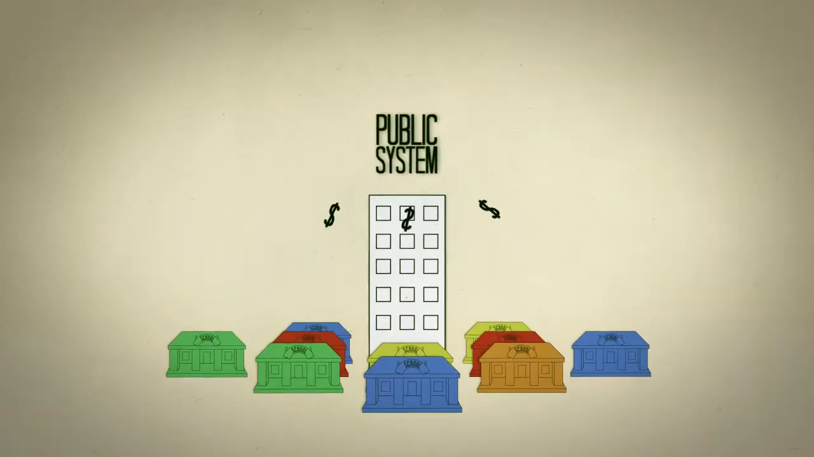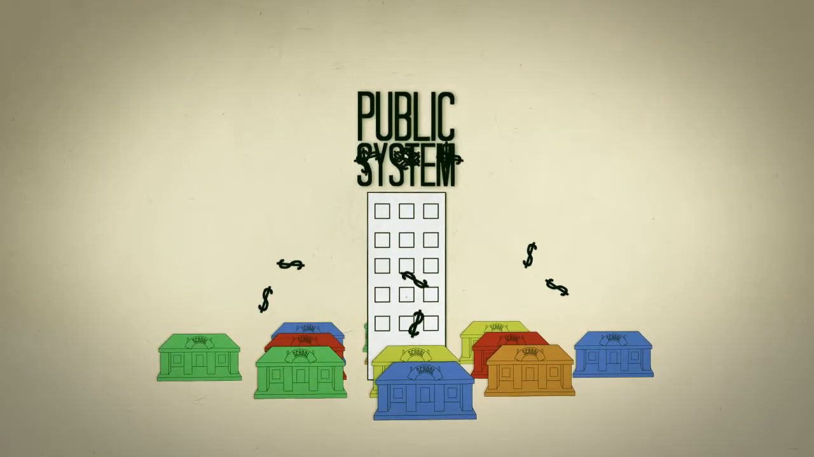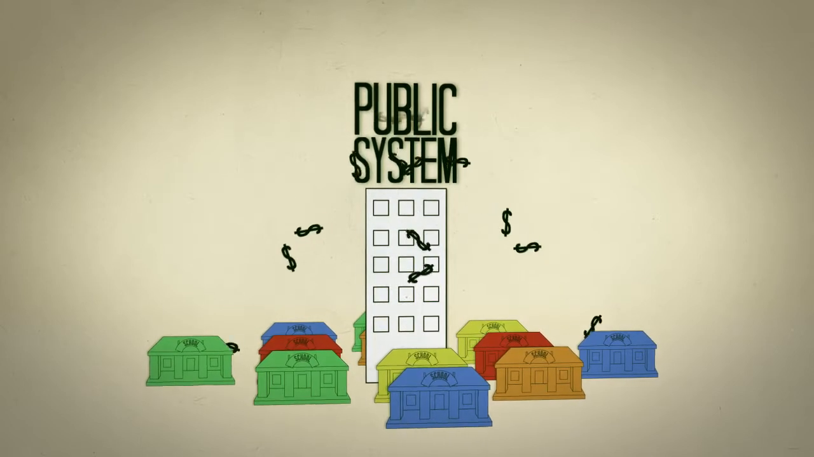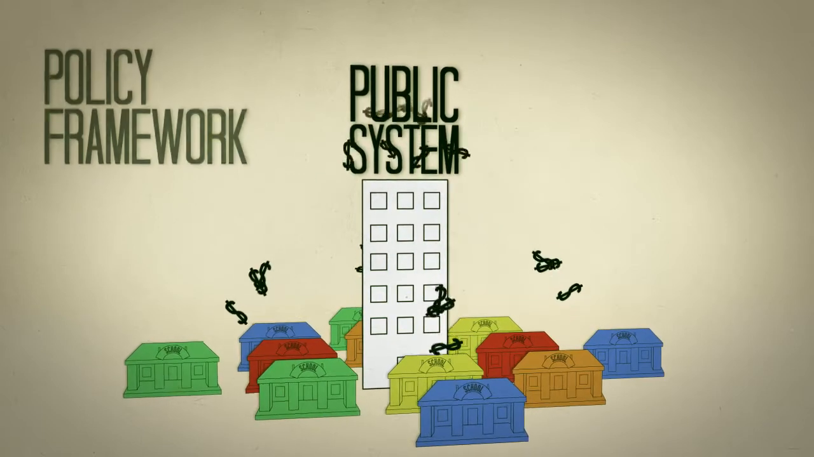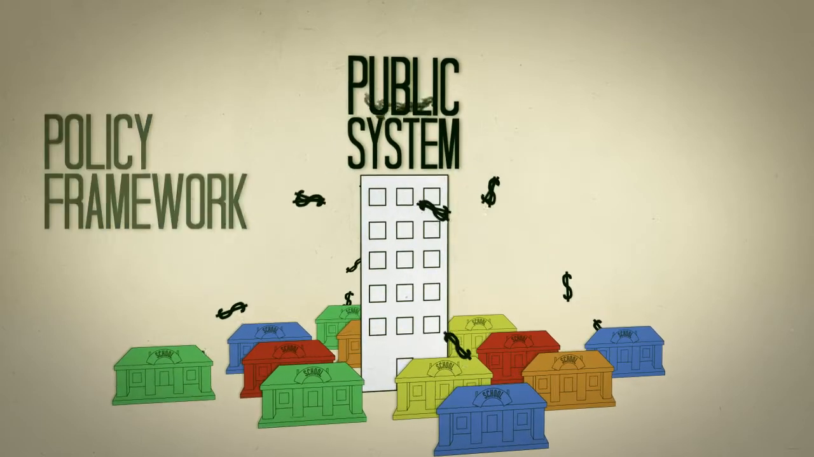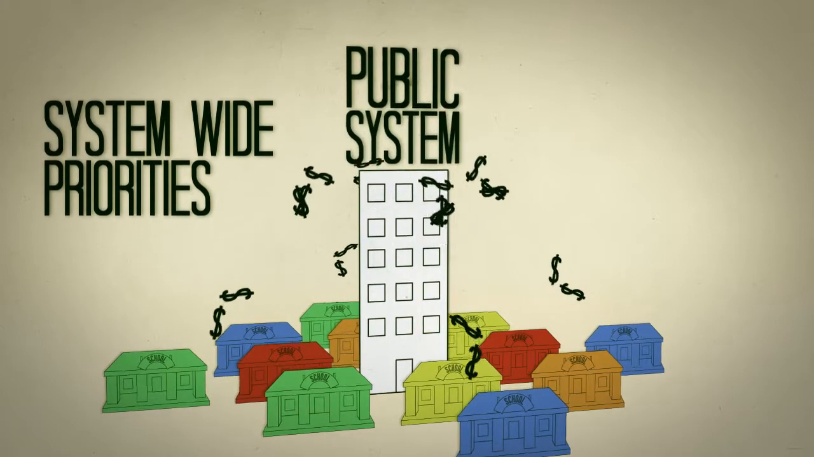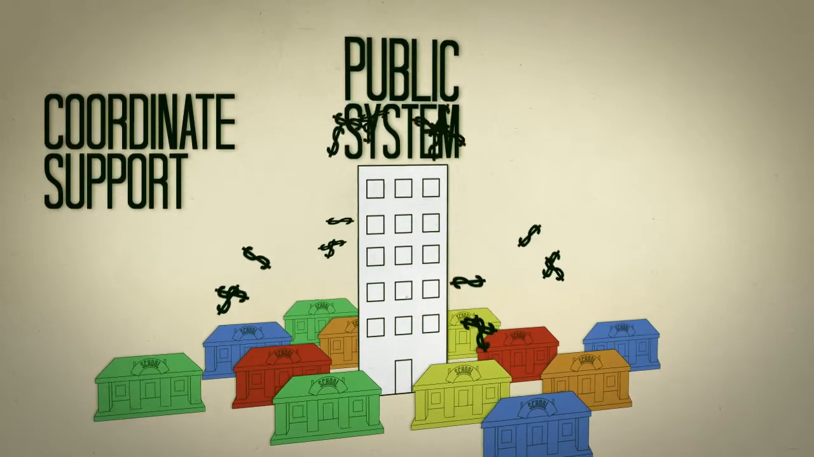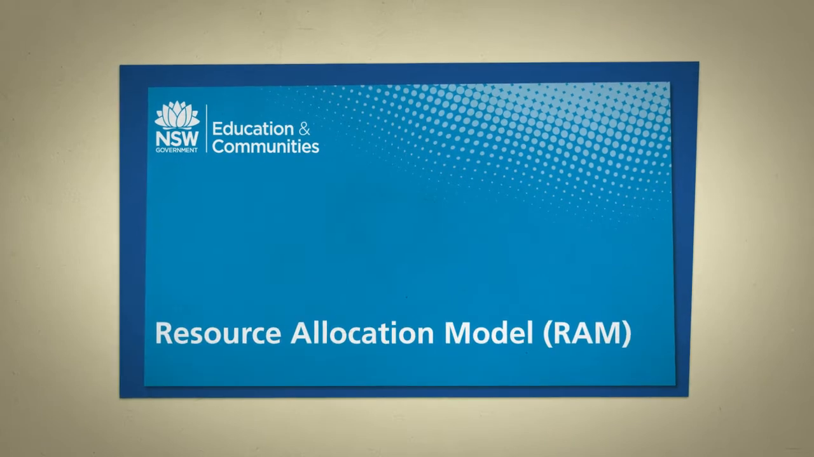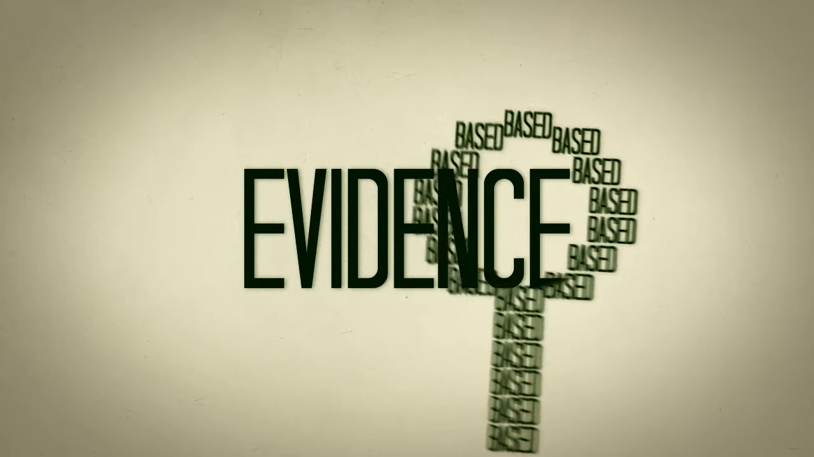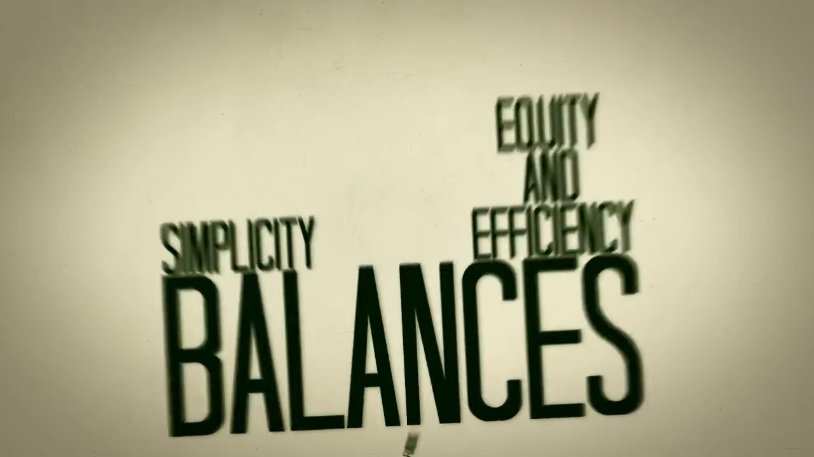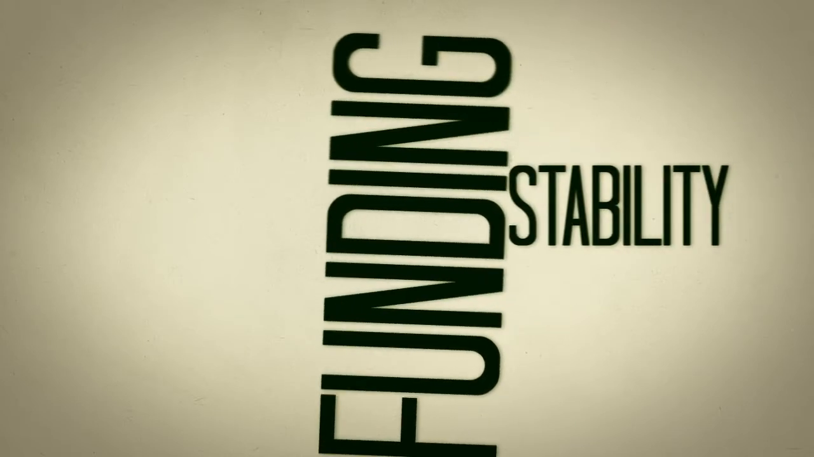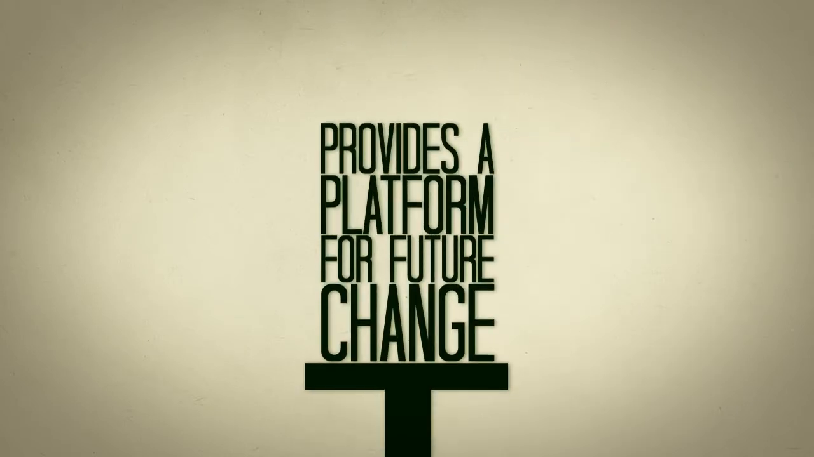The new funding model recognises the strength of our public education system. Some major finance and human resource functions will remain at the centre. We also need to maintain a policy framework, set system-wide priorities and coordinate support for all our schools. The new RAM has been developed on the following core principles so that it is student-focused, evidence-based, balances simplicity, equity and efficiency, improves the stability of funding and provides a platform for future change.